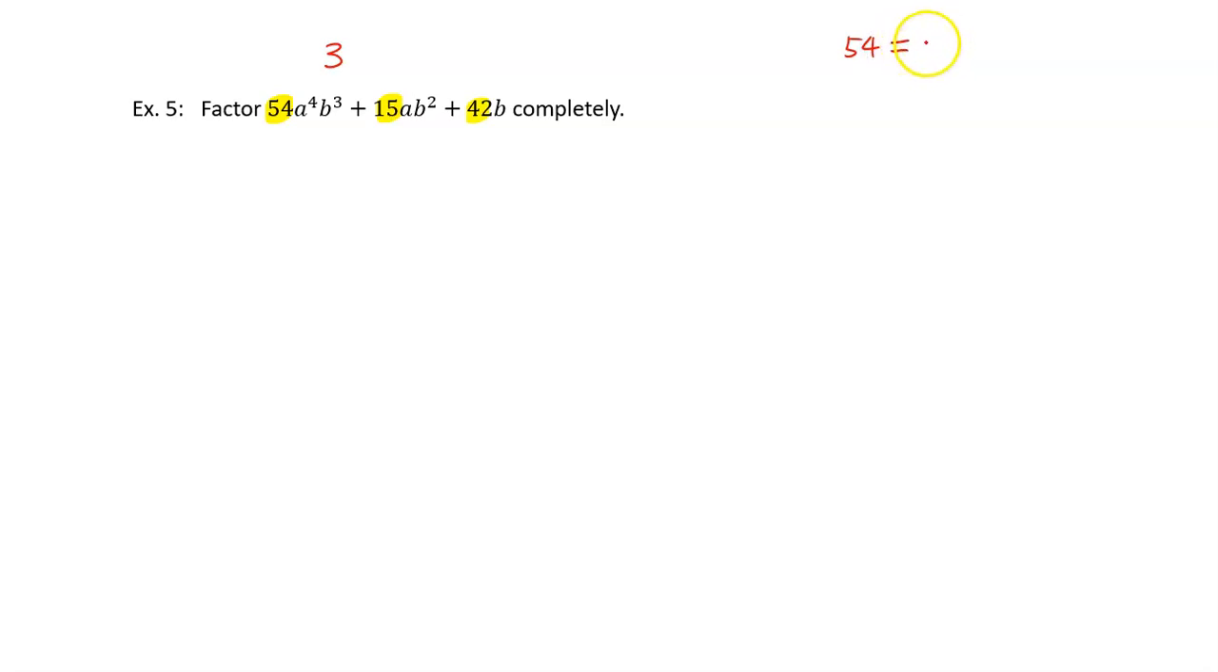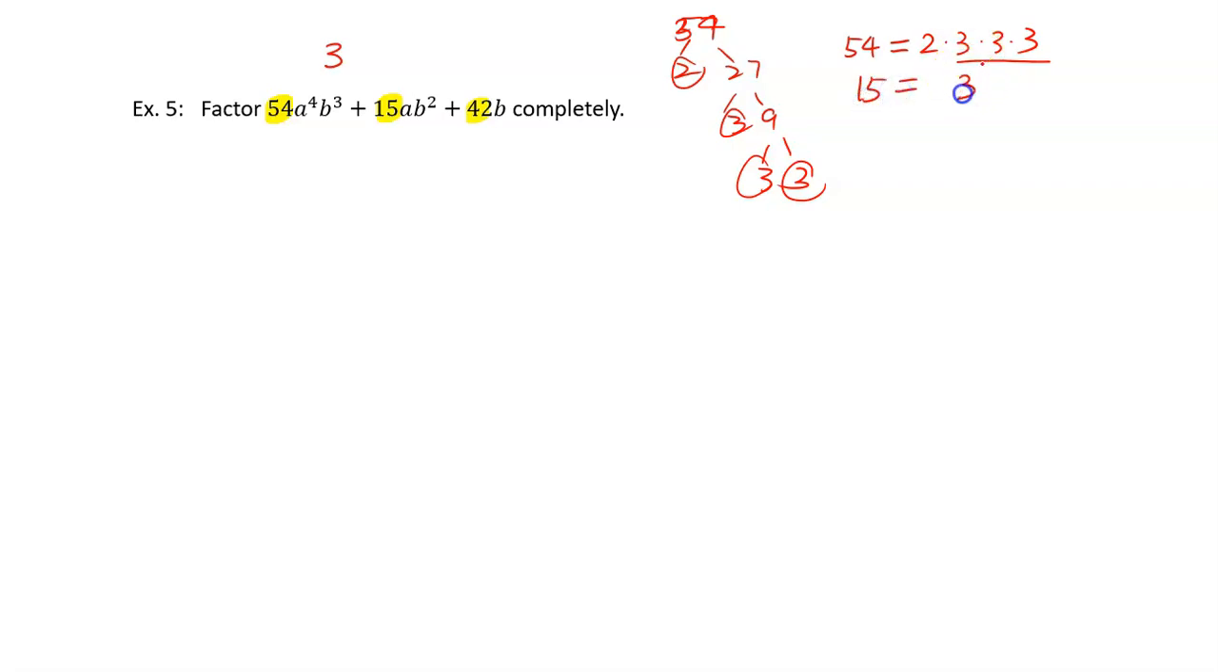So 54 is 2 times 3 times 3 times 3, because 54 actually is 2 times 27, but 27 can be broken down as 3, 3, 3. If you need help with the factoring tree, you can do this. So you get 2, 3, 3, 3. And 15 is 3 times 5. So line up 3 and 3 and create a new column for 5.